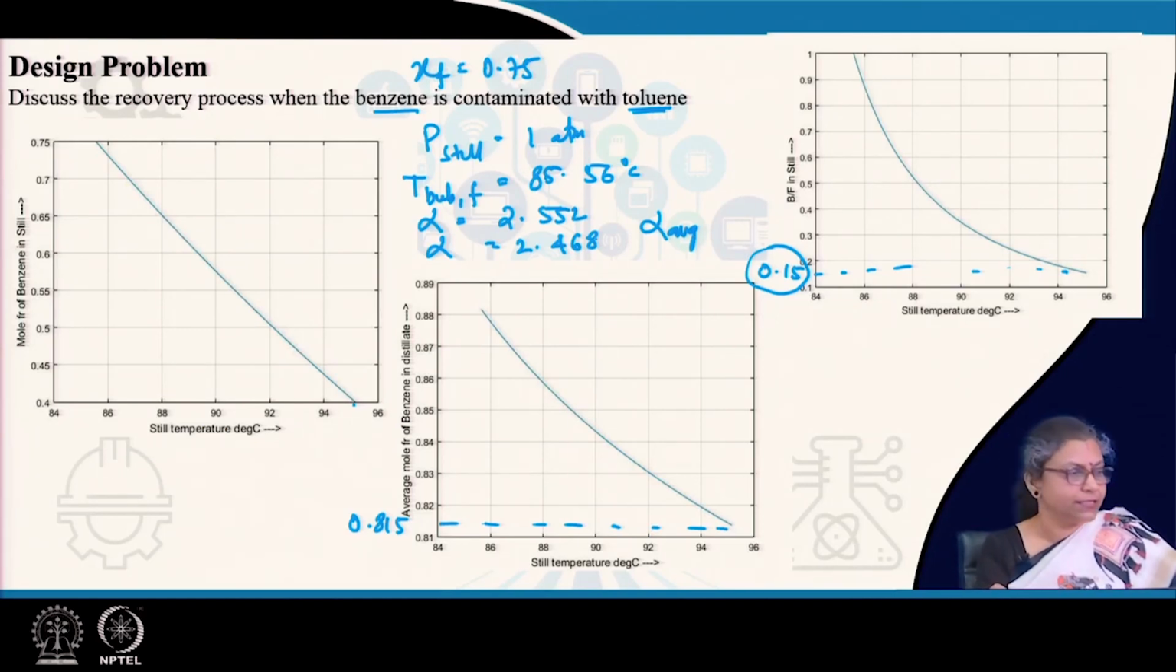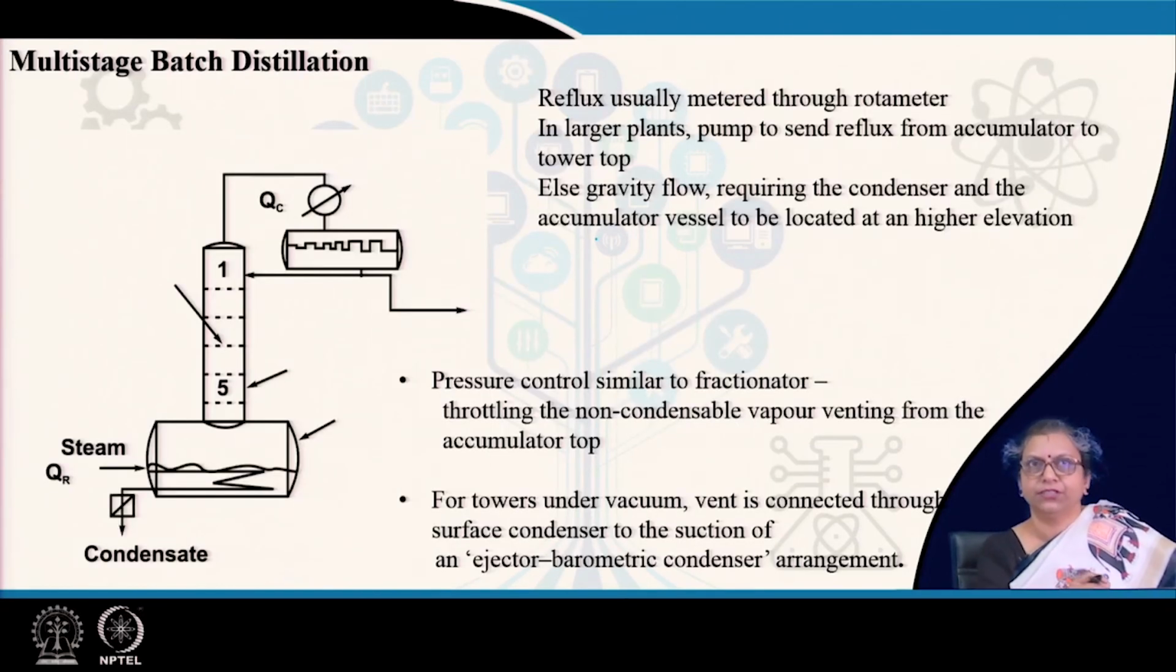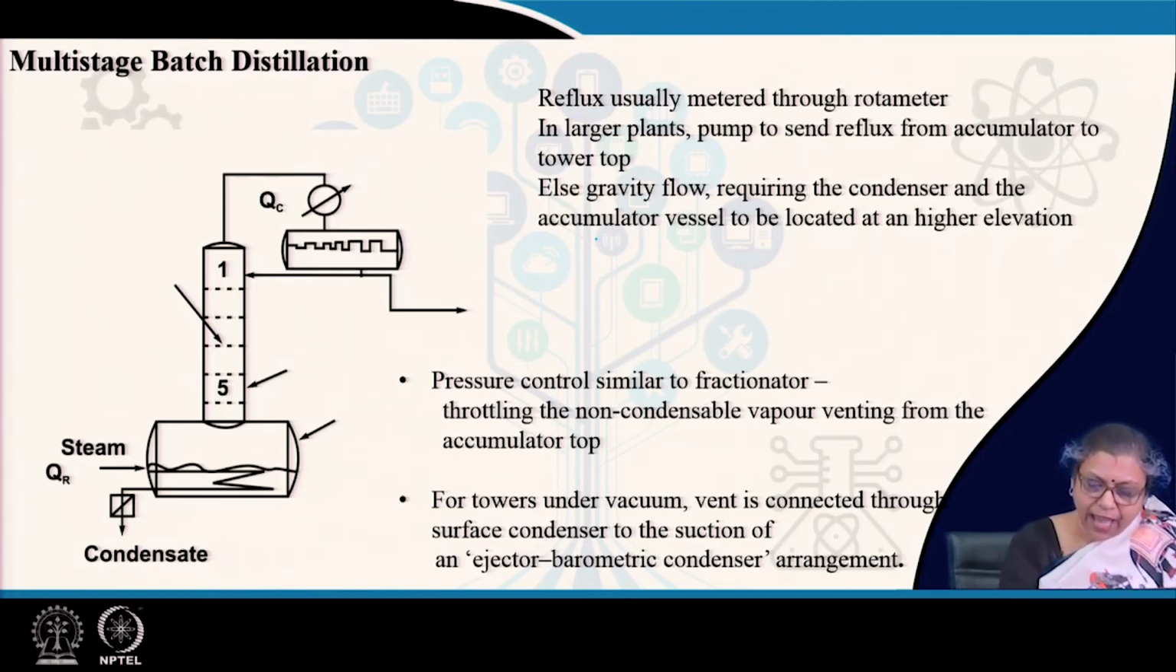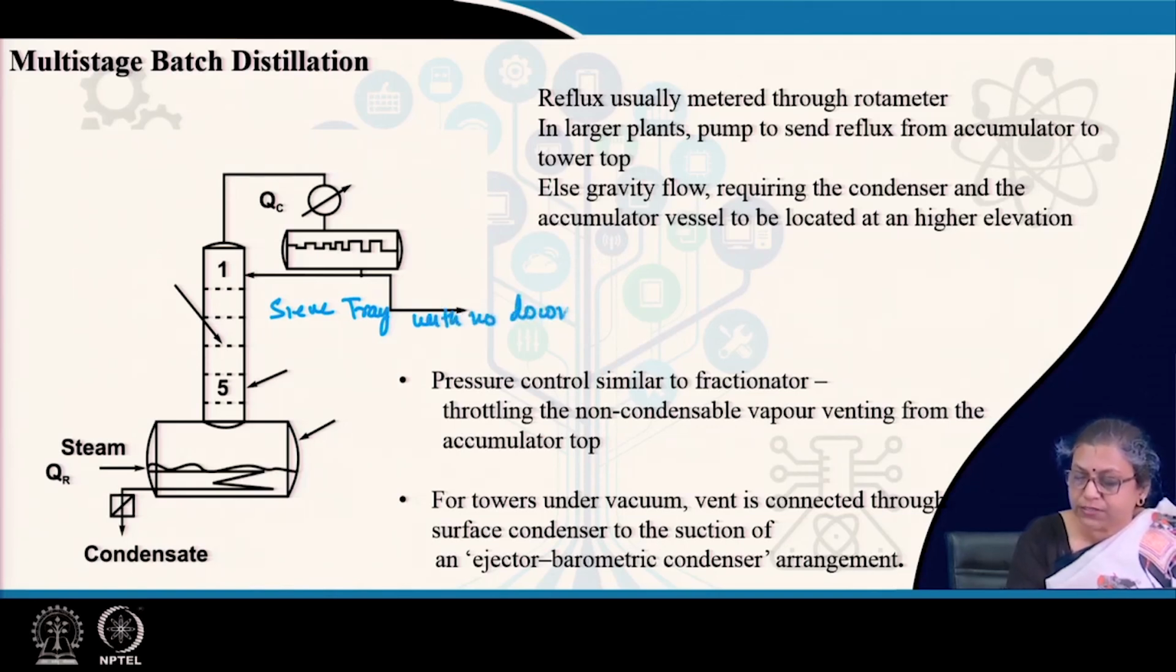But definitely under this condition, we find that we have to go for a multi-stage distillation column, where we have a tower above the still, and in this tower either we have sieve trays with no downcomers, since we need very few trays. So tray efficiency is not a concern. So we either use sieve tray with no downcomer, or we use packed columns in this case.